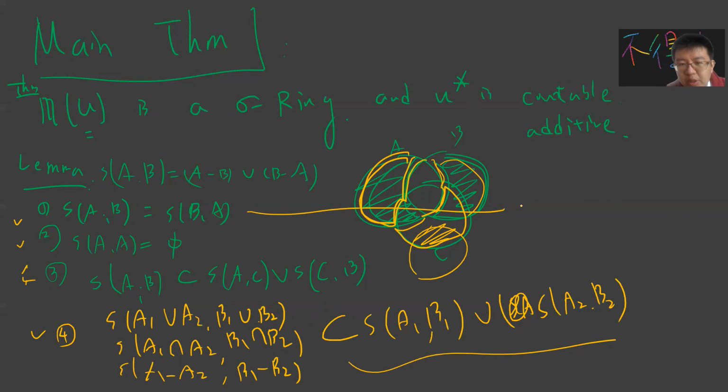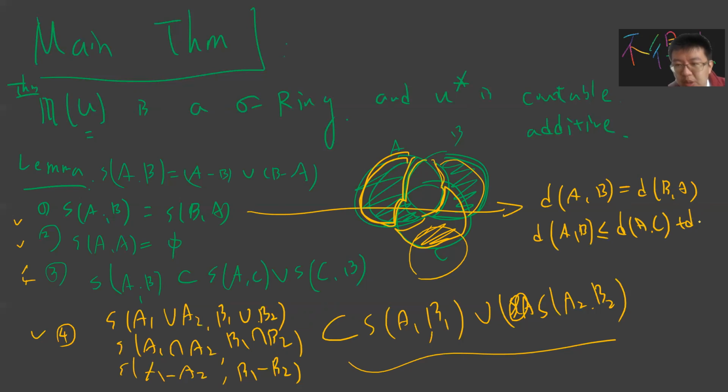Okay, so combining these, we get D(A,B) equals D(B,A), and D(A,B) is less or equal to D(A,C) plus D(B,C), by definition. The reason is that mu star is defined such that if E1 is contained in E2, then mu star of E1 is less or equal to mu star E2. Also, if you take D, you get D(A1 union A2, B1 union B2) is less than D(A1,B1) plus D(A2,B2). Yeah, that's it. So this is the simple lemma.